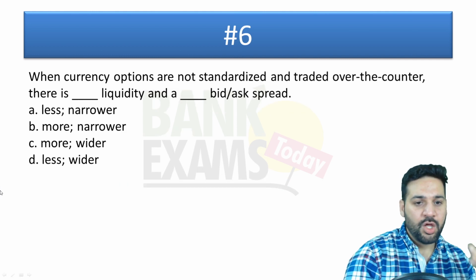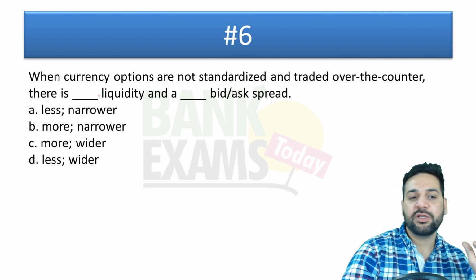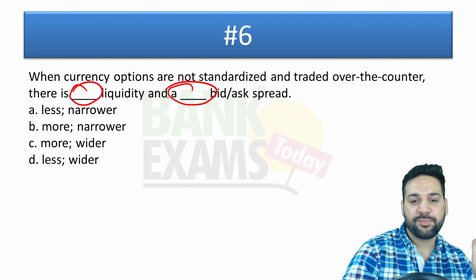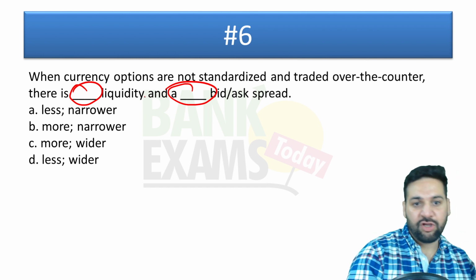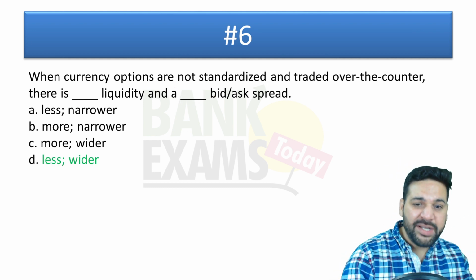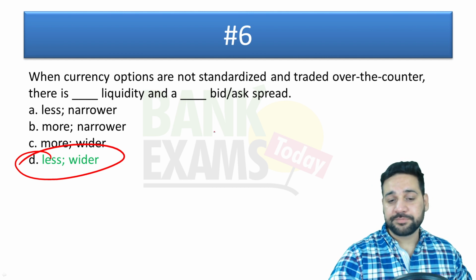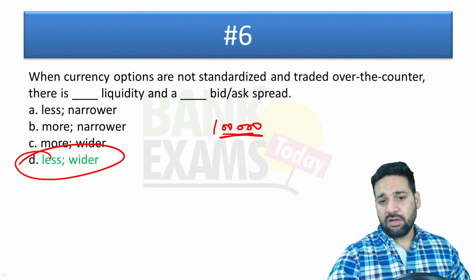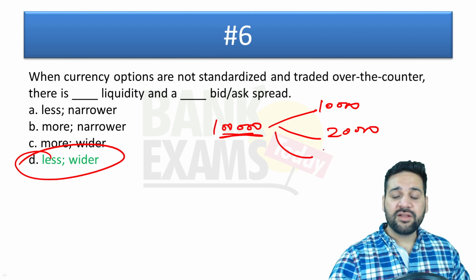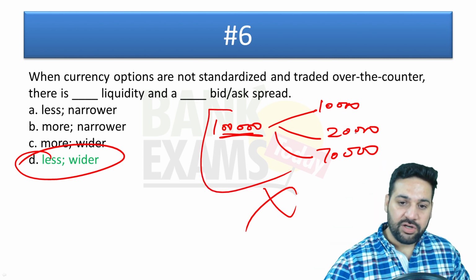When currency options are not standardized and traded over the counter, what kind of risk is there? There is dash liquidity, and what sort of bid ask spread would there be? If the currency options are not standardized, there would be less liquidity and a wider bid ask spread. Because, students, if somebody wants to sell and somebody needs $100,000, and there are people who want these kinds of contracts, if it is not standardized, there will be no contract. Only if it is standardized, the contract is going to happen.